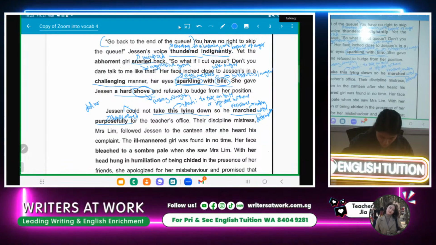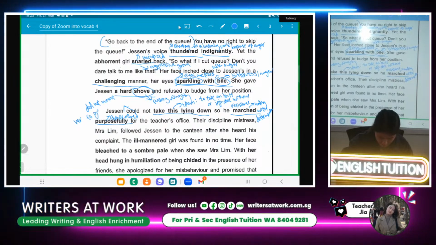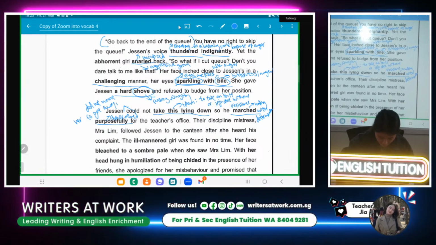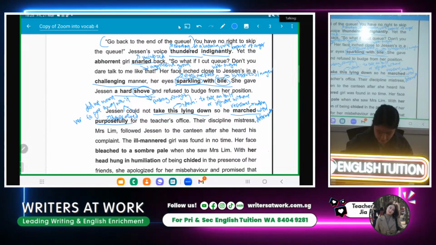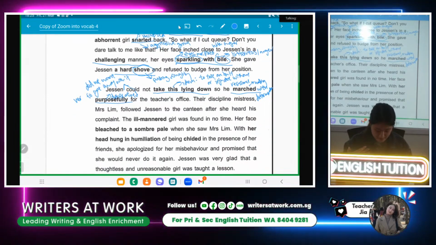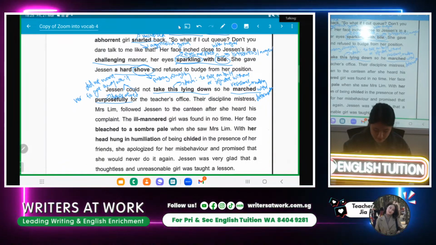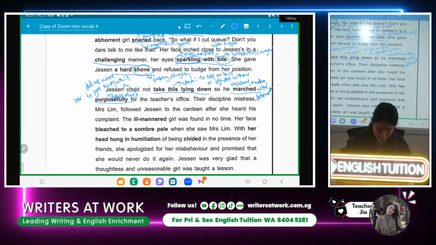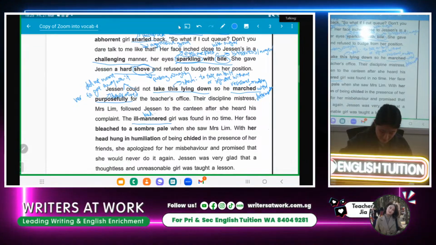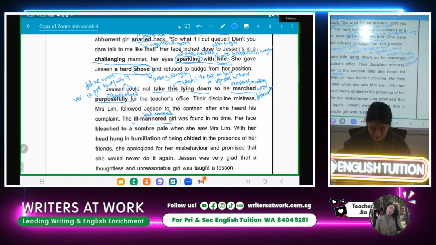Did not want her to get away with it. Okay, so a lot of different ways to say the same thing. It's very important that we know multiple ways, okay? The disciplined master, Mrs. Lim, followed Jensen to the canteen when she heard his complaint. The ill-mannered girl, okay? When you say someone's ill-mannered, you're saying that someone has bad manners. They're bad-mannered. Okay, they're impolite. They don't know how to behave, okay?